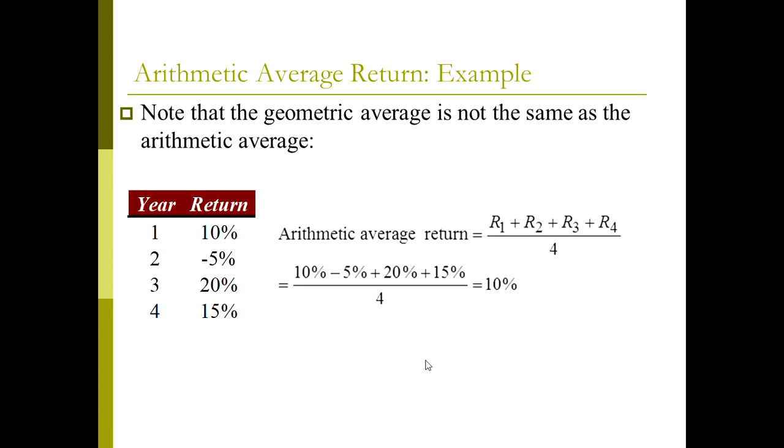So let's take a look at the following example. This is the same portfolio we had before. To calculate arithmetic average return, we simply need to calculate the sum of all 4 years' returns divided by the number of years, 4 years in the holding period. So the arithmetic average return is 10%. So basically, you can say over the past 4 years, my average return is 10%.